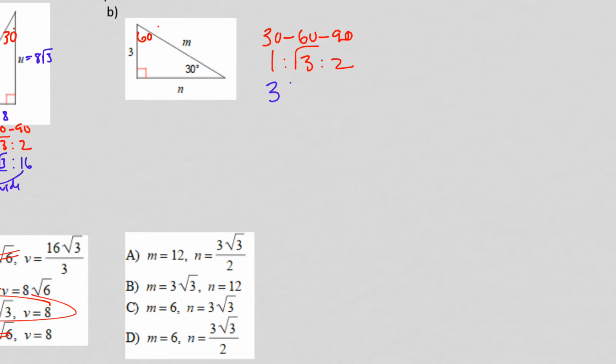And I'm looking for 2 longer sides. So when I'm looking for longer sides, I'm going to multiply up. So in this case, to find the middle side across 60 degrees, it's 3 times radical 3. So 3 times radical 3 is just 3 radical 3. So I very quickly find that n is 3 radical 3.